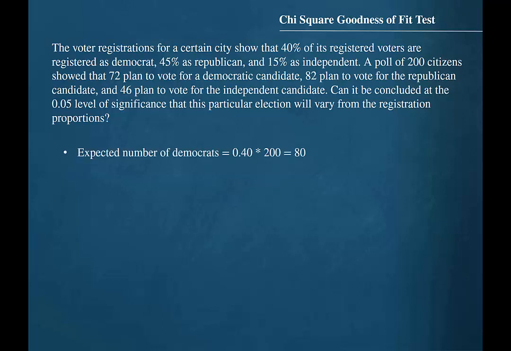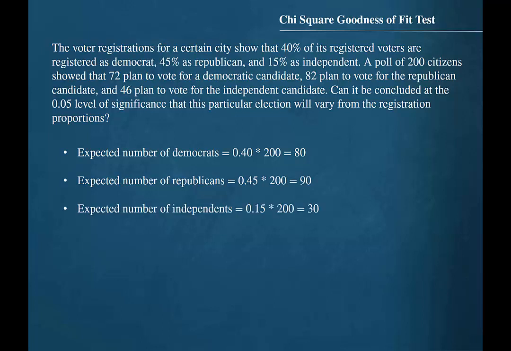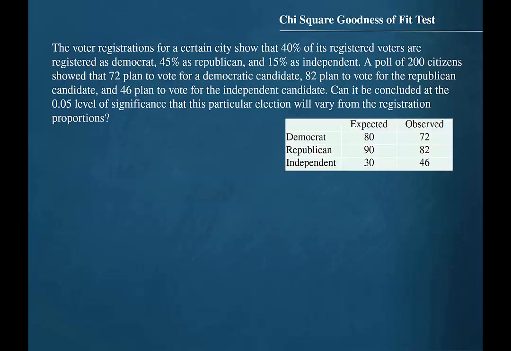If the 200 citizens in the entire poll vote consistently with their party registrations, then we would expect that 40% of that 200, or 80, would vote for the Democratic candidate. Likewise, we would expect 45% of that 200, or 90, to vote for the Republican candidate. And we would expect that 15% of 200, or 30, would vote for the Independent candidate. The expected values that we just calculated and the observed values obtained from the survey are shown in the table.